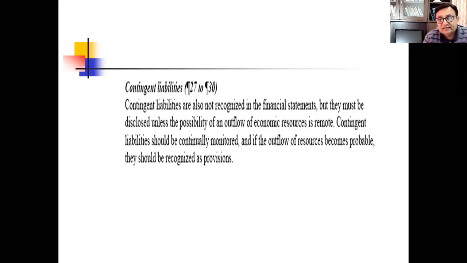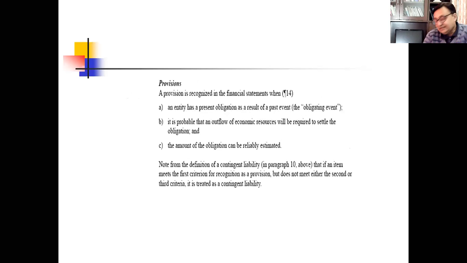Otherwise, you should show it in the notes to the accounts. Third thing is provisions. A provision is recognized in the financial statement when three things are there. Number one, an entity has a present obligation as a result of a past event. Number two, it is probable that an outflow of economic resources will be required to settle that obligation. Third, the amount of the obligation can be reliably estimated.